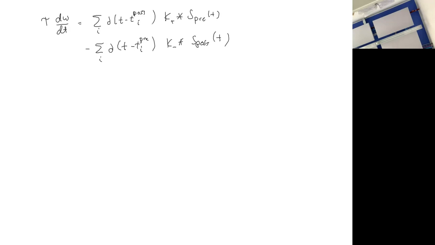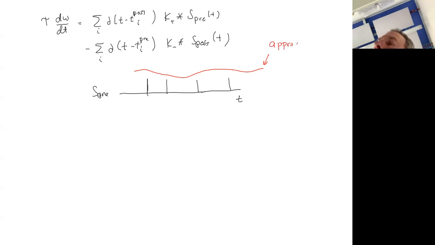Okay, now s pre, if you look at s pre, for instance, you can think of s pre as something like this. It's basically a delta function whenever there's a spike. So we're going to approximate s pre by a firing rate, okay, which may change in time. Obviously delta functions are much different than a constant rate. But remember, we're convolving it with this term, and that gives average behavior.